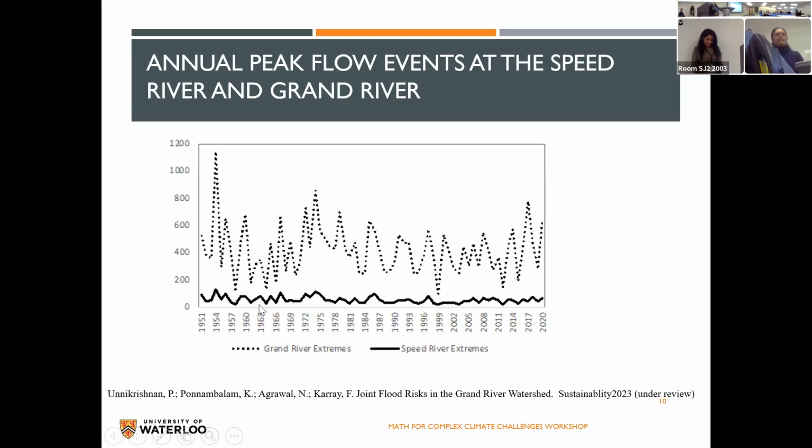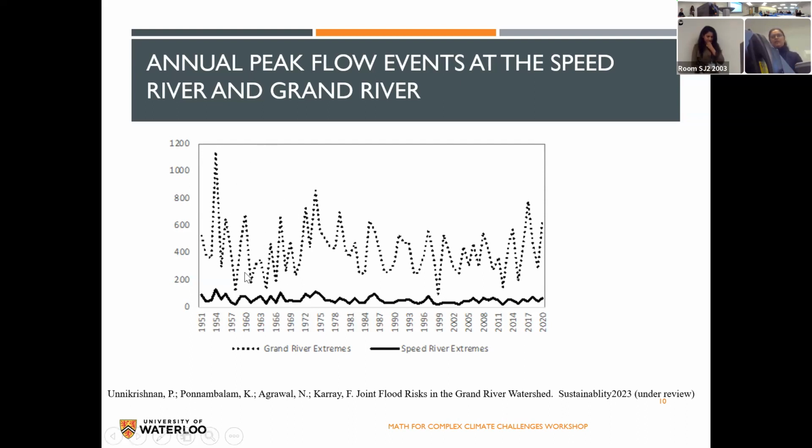By analyzing these two flood events, extreme events, we have to find out the marginal distribution of both the Speed and Grand River. Different marginal distributions were tried, and the best fit was found to be normal distribution and gamma distribution for Grand and Speed River. So the marginal distributions are different for both the river flows, and also they are dependent on each other.